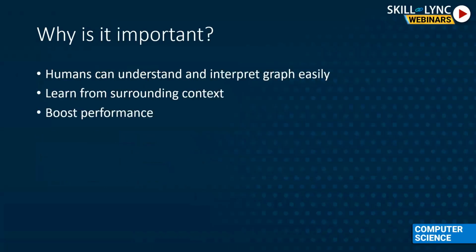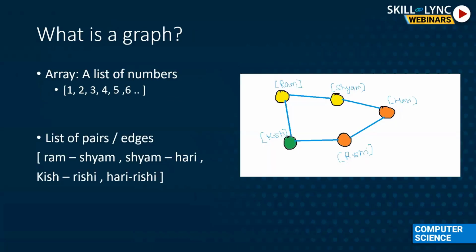Okay, why is it important? The only thing that we are adding right now from the arrays is the list of edges. So why is it so important right now? When we look at the graphs, humans can understand and interpret the graphs really well. We can really look at the context of the graphs. For example, if I go back to the previous graph, you can see that Ram is connected to Krish and Sham. So that means there is some kind of a connection over there. But it is very difficult to represent this information in the arrays, in the list.